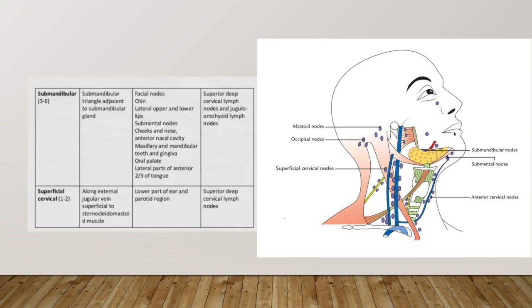So, this whole region, the lateral parts, is draining into the submandibular lymph nodes along with the facial lymph nodes as well as the submental lymph nodes. Again from the submandibular lymph nodes, it goes into the superior deep cervical lymph nodes as well as the jugulo-omohyoid lymph nodes.